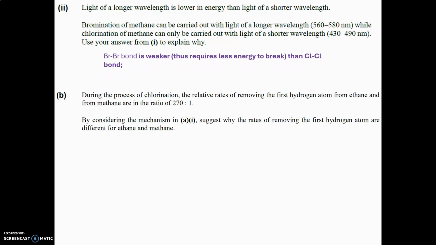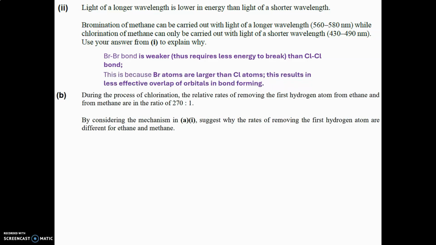And this is due to the difference in size of atoms for bromine and chlorine. Because bromine atoms are bigger than chlorine atoms, when the orbitals in bromine atoms overlap to form bonds, the overlap is less effective, which results in a weaker covalent bond being formed than between chlorine atoms. So we can break a bromine-bromine covalent bond much more easily than a chlorine-chlorine covalent bond.